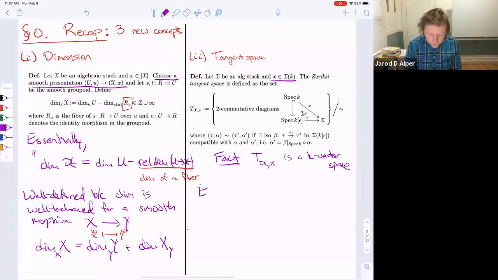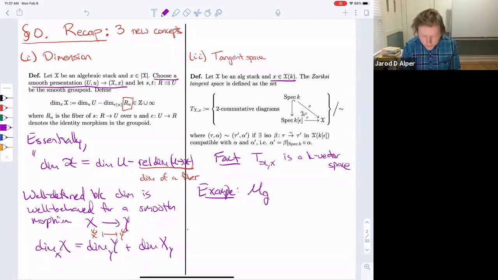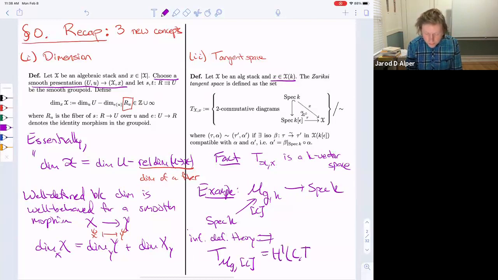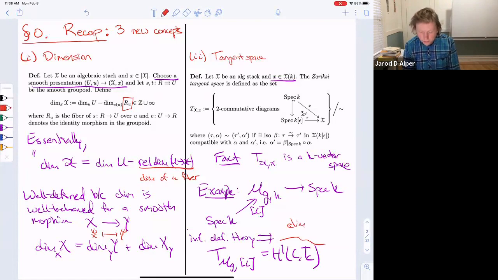And we also saw the example where we computed the tangent space of MG. If we consider just MG for a moment, let's define it over a field K, so this is MG defined over that fixed field, and we take a curve C. Then infinitesimal deformation theory implies that the tangent space of the stack MG at this curve C is identified with H1 of the tangent bundle. And we computed that the dimension of this, using Riemann-Roch, is 3G minus 3. So we know the dimension of the tangent space of MG.